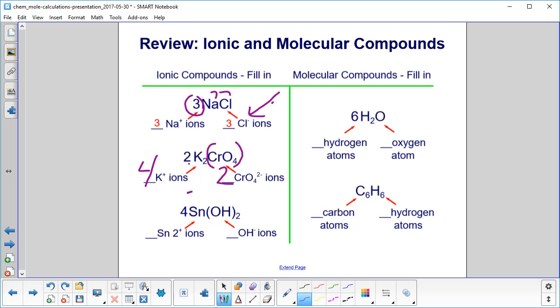Here, 4 tin hydroxide, well, there's 4, but there are 2 of them in the ionic compound. 4 times 2, 8. Let's go over to water. Hydrogen, 6 times 2, 12. Oxygen, 6 times 1, 6. C6H6, well, there's a 1 in front of it. You're assuming a 1 if there's no other number there. So we have 6 carbon atoms, 6 hydrogen atoms.